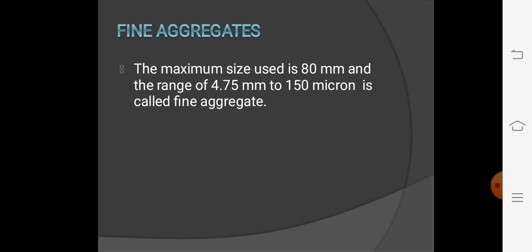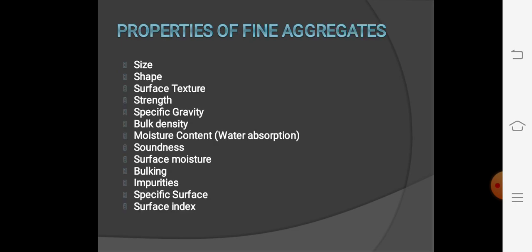And what is meant by coarse aggregate? So the coarse aggregate range, about 80 mm to 4.75 mm, is known as coarse aggregate. And next let's see the different properties of fine aggregate.